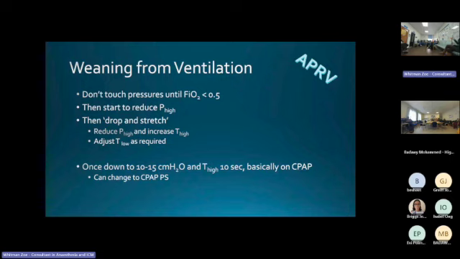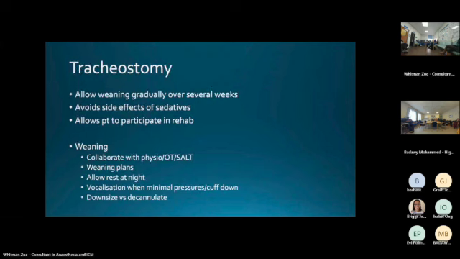You can get them to a high pressure of 10 and a T high of 10 seconds at a time, which is almost CPAP, basically, because they'll be breathing spontaneously on top of that. And then you can put them on CPAP pressure support if you want to. Or you can just leave them on APRV like we did for the lady that was in Basie in the last few weeks.